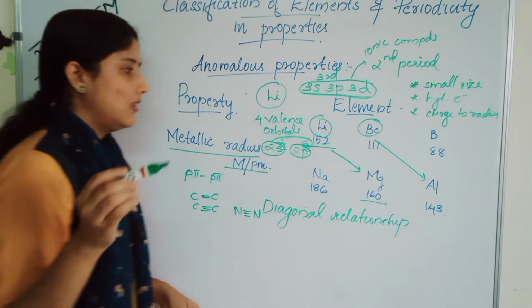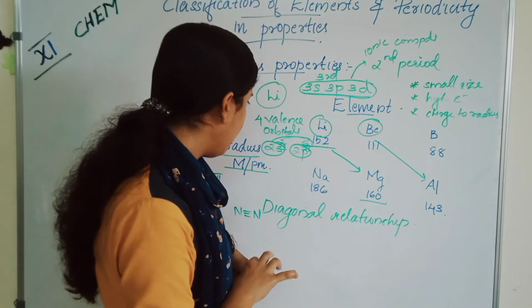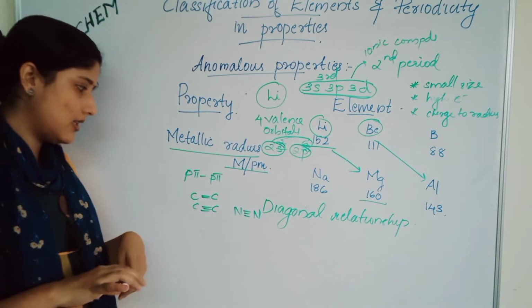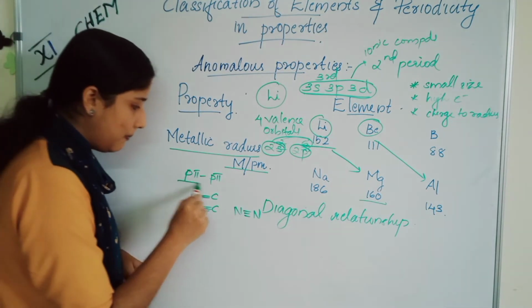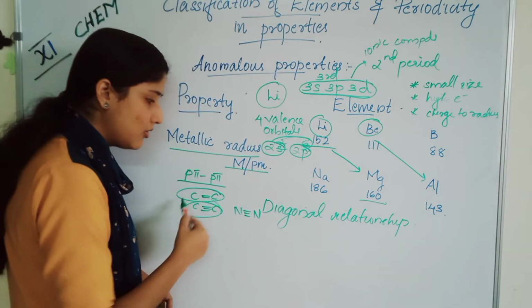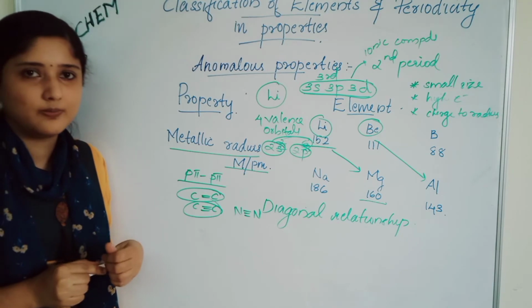But the elements of the second period will show comparatively different properties because they have only 4 valence orbitals. So they mainly form p-pi interactions, that is bonds like C double bond C, C triple bond C, N triple bond N, like that.